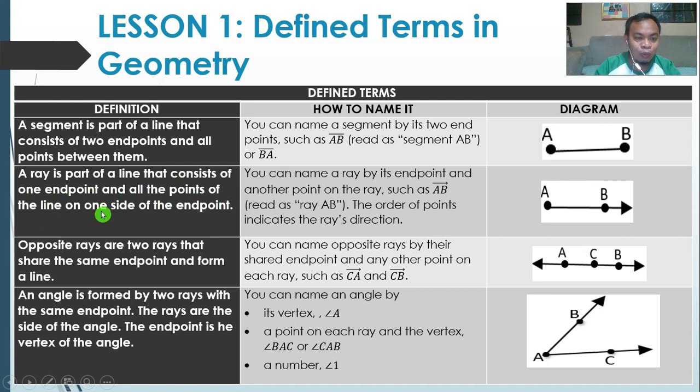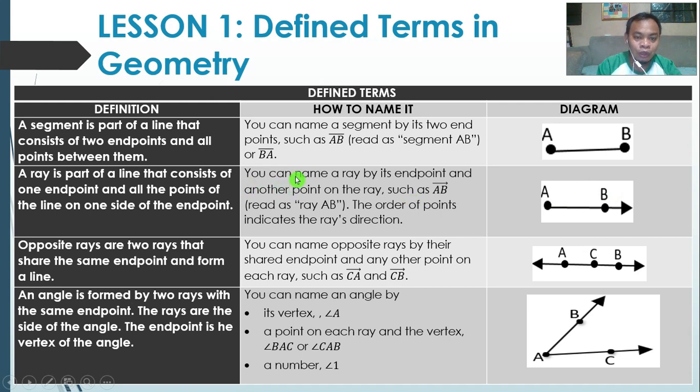points of the line on one side of the endpoint. So ibig sabihin nito, parte po siya ng line, pero isa lang po yung endpoint niya. Okay? Then the rest of the side of that line is andun po yung lahat ng mga points. Okay, so we have here the diagram. We have here one endpoint and our arrow papunta dun sa right. So lahat ng points going to the right. Yung iba namang ray, baliktad. Yung endpoint dito sa kabila, tapos yung arrow papunta dun sa left.